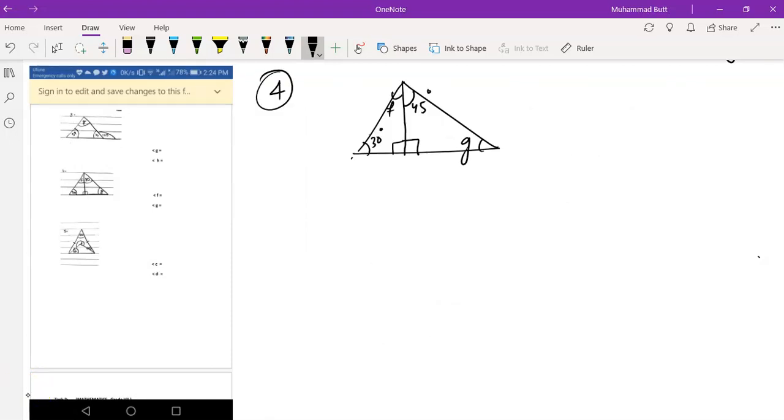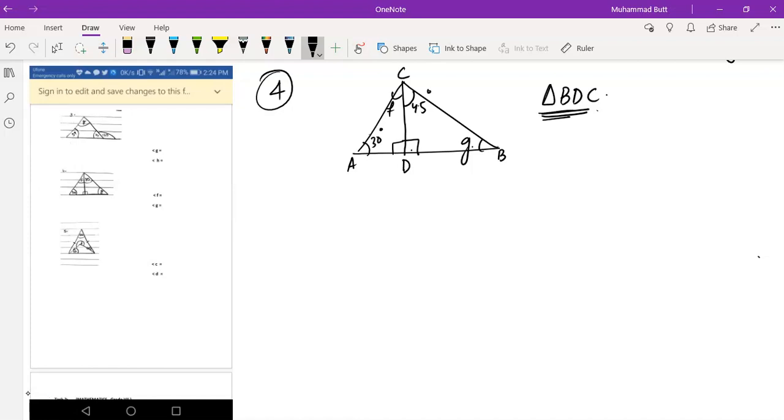In question number 4, let's name the triangle A, B, C, D. There are two right angle triangles in this triangle. One is triangle BDC. In triangle BDC, three angles are mentioned: angle G, 45, and the third one is of 90 degrees.